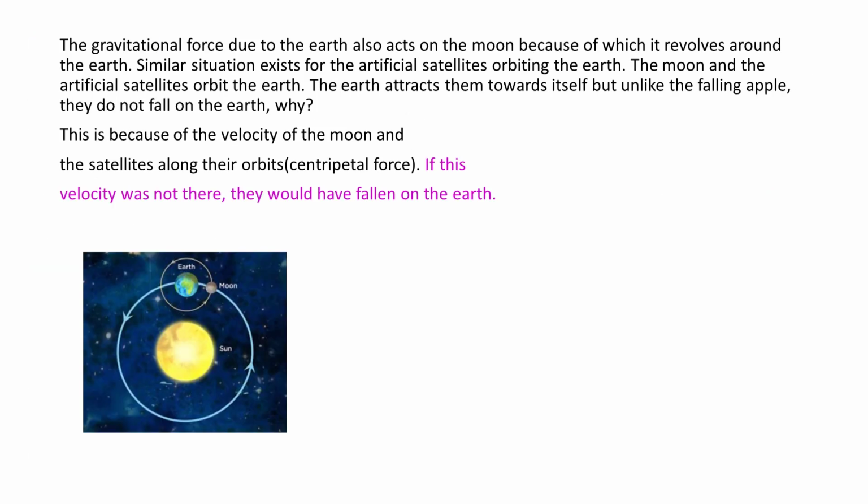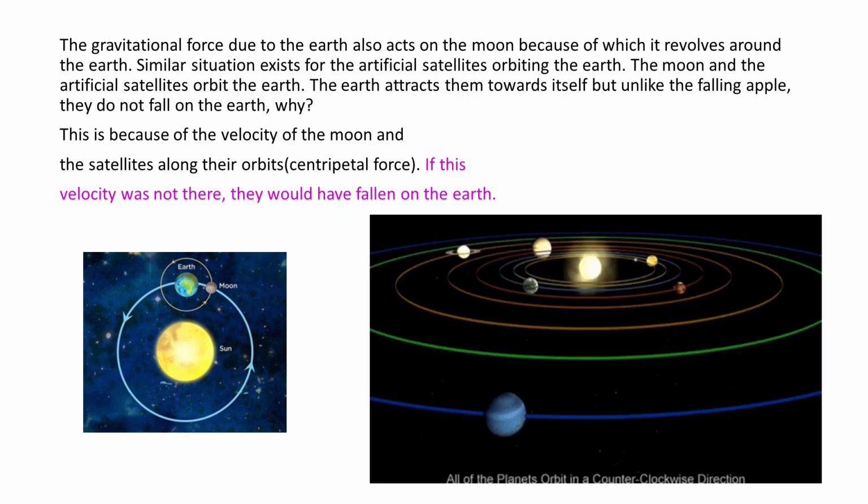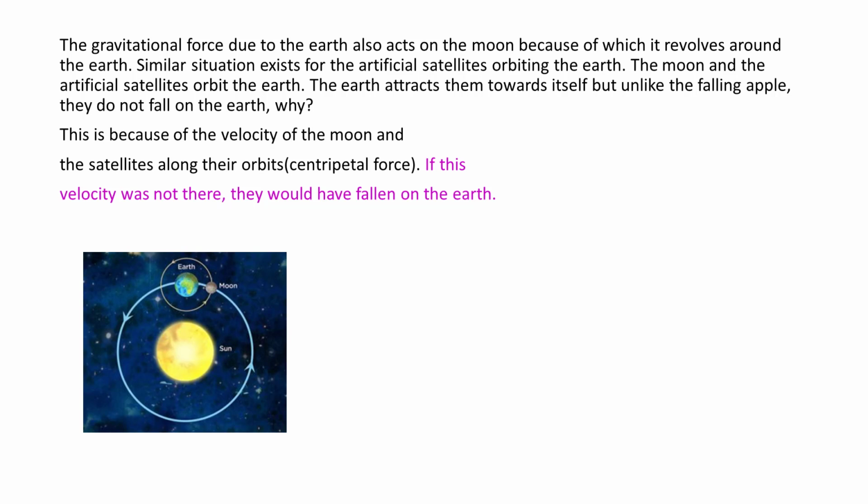The gravitational force due to the earth also acts on the moon, because of which it revolves around the earth. A similar situation exists for the artificial satellites orbiting the earth. The moon and the artificial satellites orbit the earth. The earth attracts them towards itself, but unlike the falling apple, they do not fall on the earth. This is because of the velocity of the moon and the satellites along their orbits. If this velocity was not there, then they would have fallen on the earth.